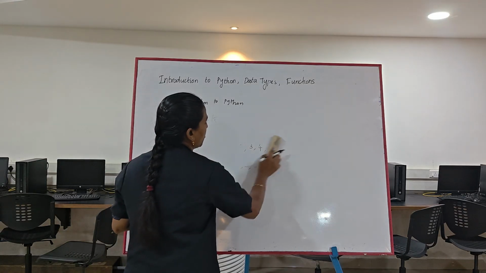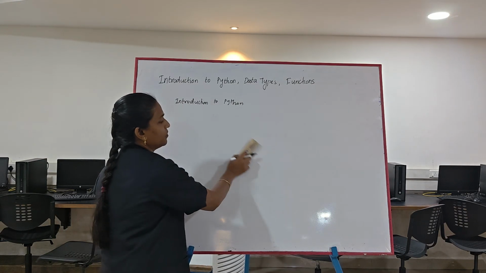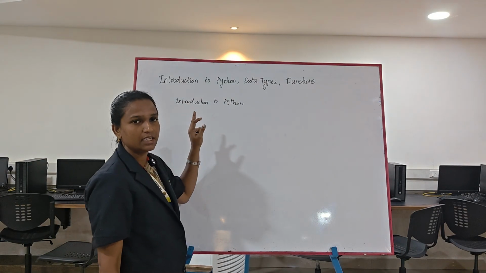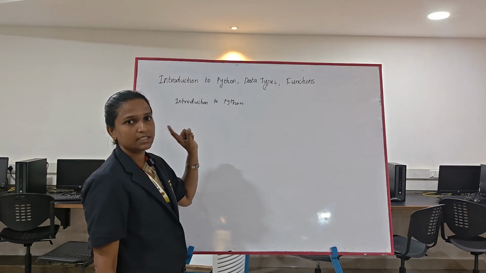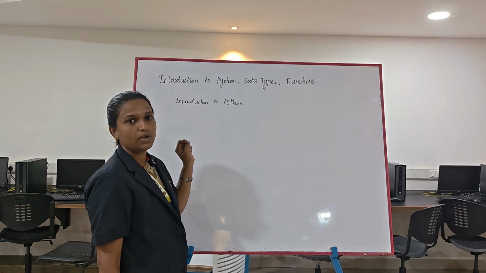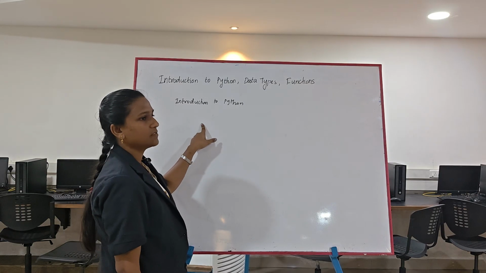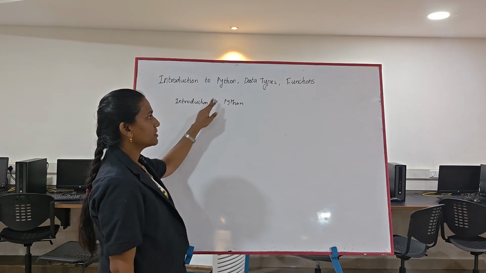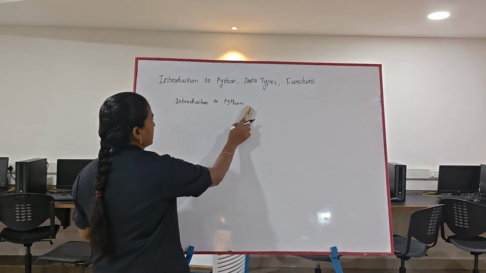So these are all about the data types of Python. We have seen integer, float, complex, list, tuple, dictionary, sets. We have seen all the data types. Next we are going to see the functions.